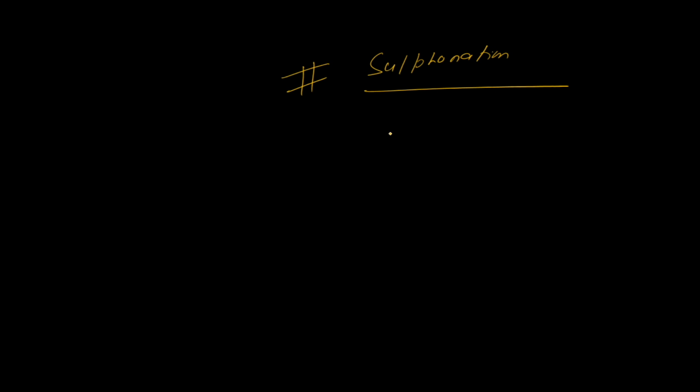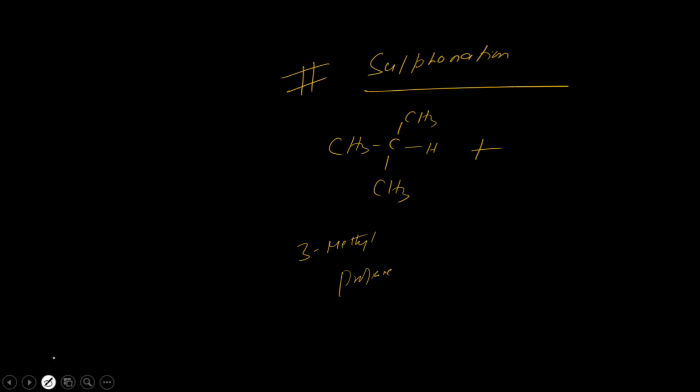Now the thing is, we just take the example of n-hexane, or anything we take, like the CH3, and this is H. So this is the 3-methyl propane. When it undergoes the reaction with the H2SO4.